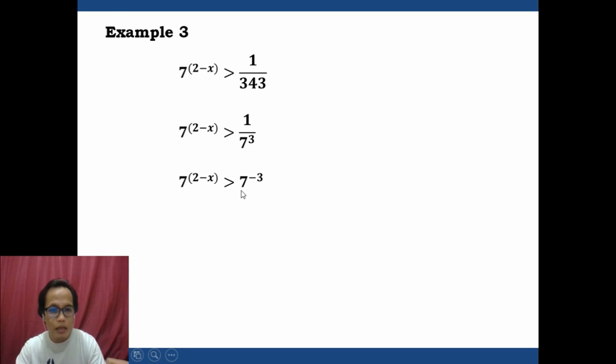Nag-reciprocal naman ka. Nag-assume na siya ug 1 diha, ngunit nag-reciprocal ang base. So, balihon na nato, mahimo na 7 raised to negative 3. Parehas naman siya og base nga 7. So, kopyahon na lang ang exponent. So, exponent is 2 minus x is greater than negative 3. Karon, solve for x na.